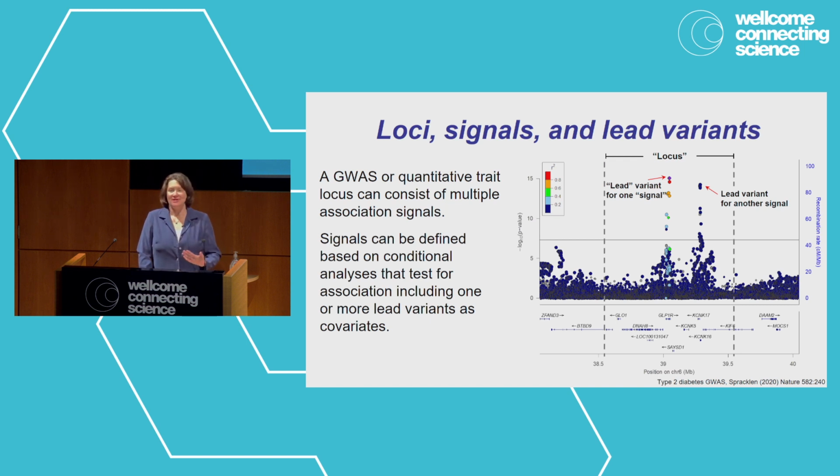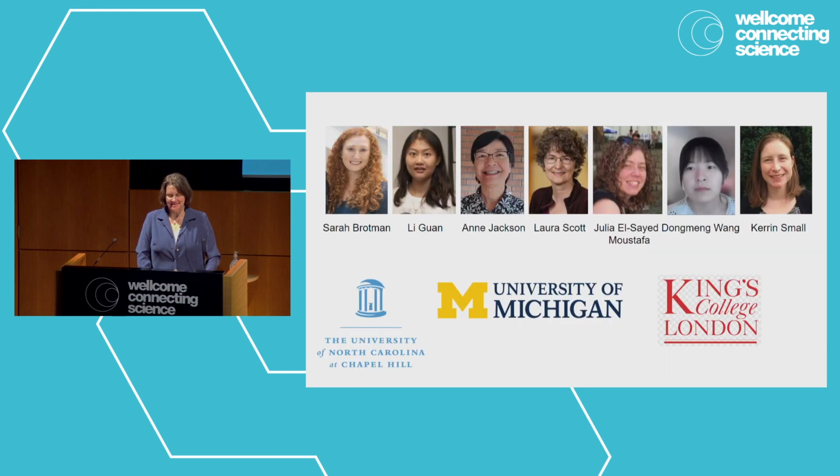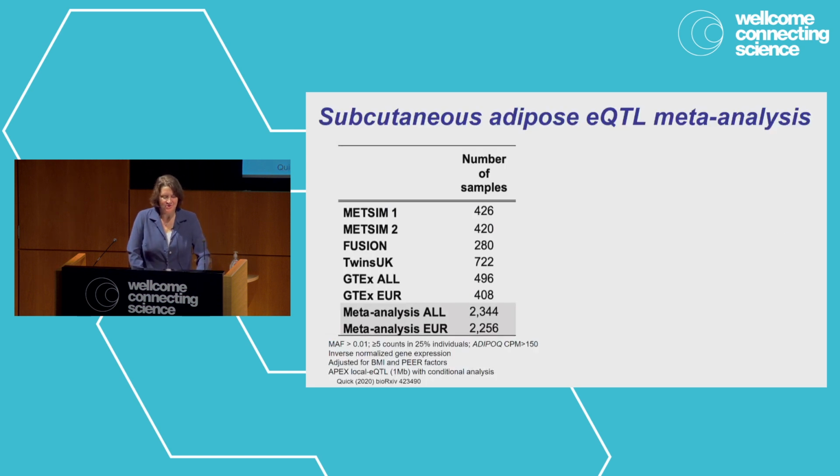Okay, so I'm going to tell two stories today, and the first one is going to focus on adipose tissue and expression quantitative trait locus analysis. This is a collaboration with investigators at the University of Michigan and King's College London, including Corinne Small, who's in the room today. We performed a subcutaneous adipose eQTL meta-analysis combining together 5 data sets to have more power to identify the genetic variants that are associated with gene expression levels. Here are the 5 studies that we combined together: 2 from the METSIM study, 1 from FUSION, 1 from Twins UK, and 1 from GTEx.